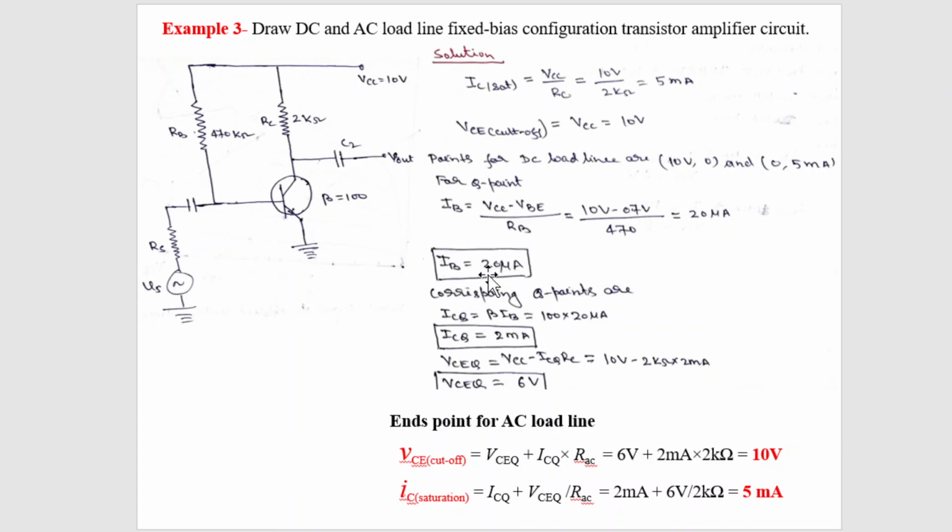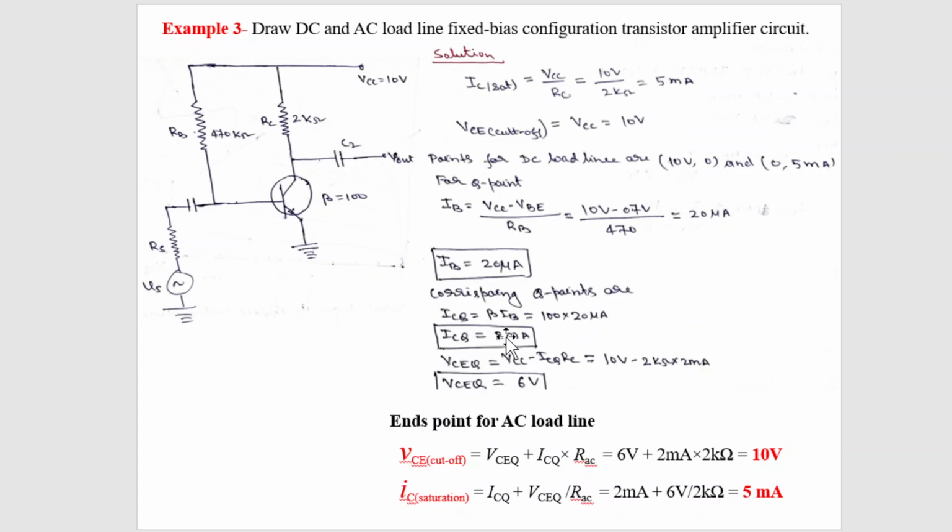Corresponding to this base current, we can find ICQ. ICQ is equal to beta into IB, that is 100 times 20 microampere, so ICQ is equal to 2 milliampere. Now we can apply Kirchhoff's voltage law to the collector emitter loop to find the other Q point, VCEQ. VCEQ is equal to VCC minus ICQ into RC, that is 10 volt minus 2 kilo ohm times 2 milliampere, which gives VCEQ equal to 6 volt. So the end points for the DC load line are 5 milliampere and 10 volt, and the Q point is 2 milliampere and 6 volt.